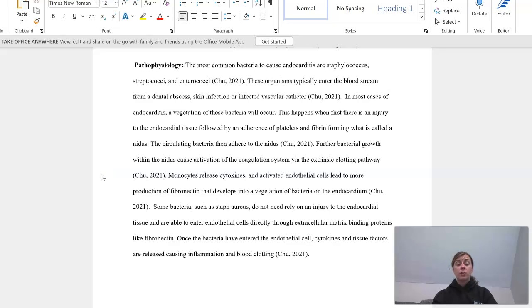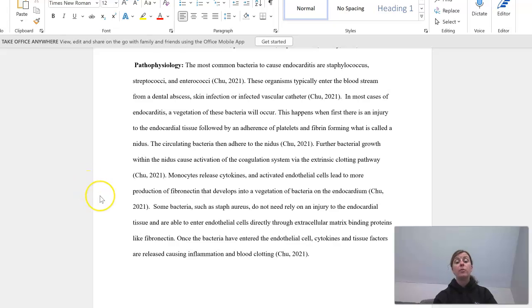So the circulating bacteria are then able to adhere to that nidus, and further bacterial growth within the nidus causes activation of the coagulation system via the extrinsic clotting pathway. Monocytes release cytokines, and activated endothelial cells lead to more production of fibronectin, and that develops into a vegetation of bacteria on that endocardium.